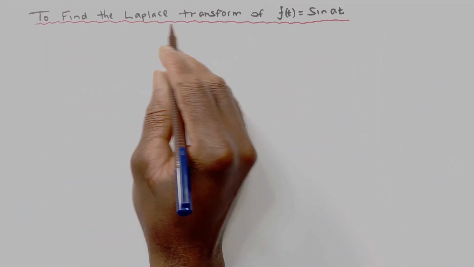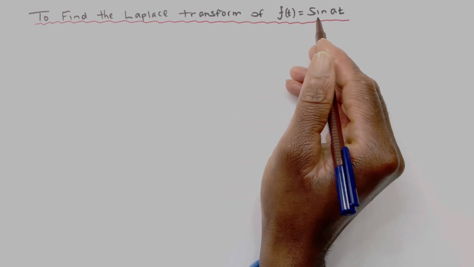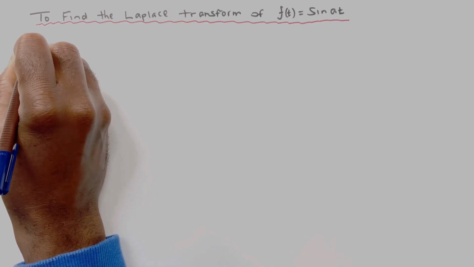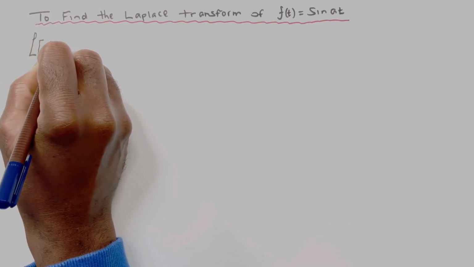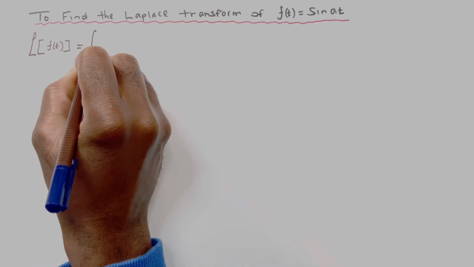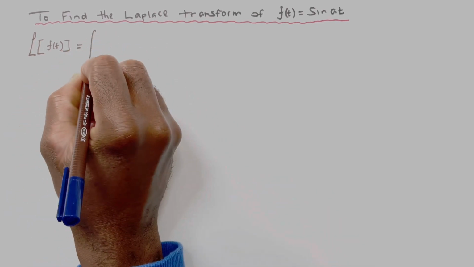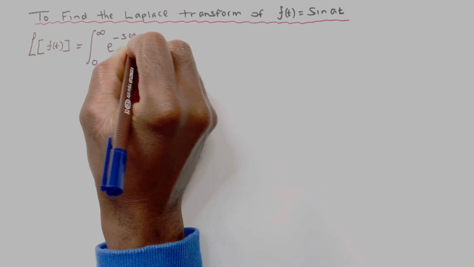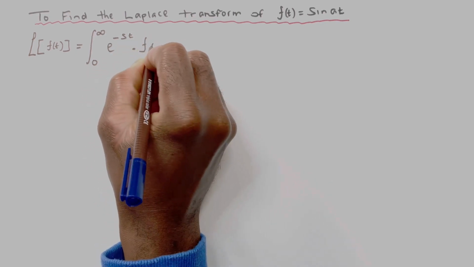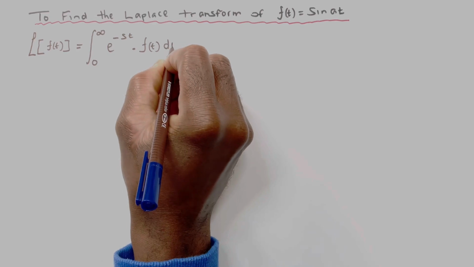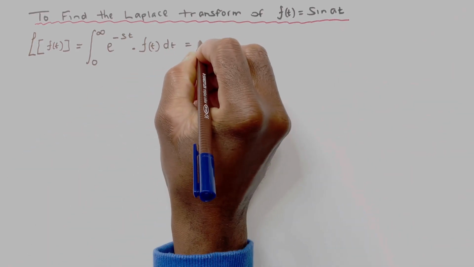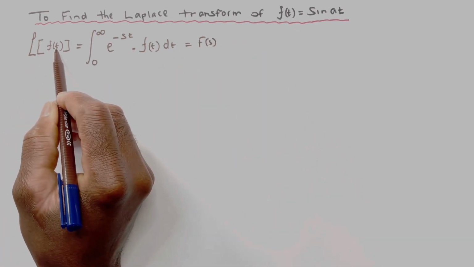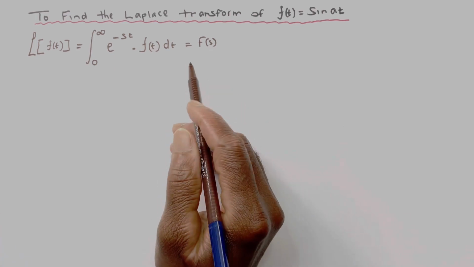To find the Laplace transform of f(t) equals sin(at), we could write that as the Laplace of the function f(t) is equal to the semi-infinite integral, going from 0 to infinity, of e to the power minus st times the function f(t) dt, and that Laplace is called F(s). So you're converting the function of t to the function of s, which means you only see s in it plus constants.